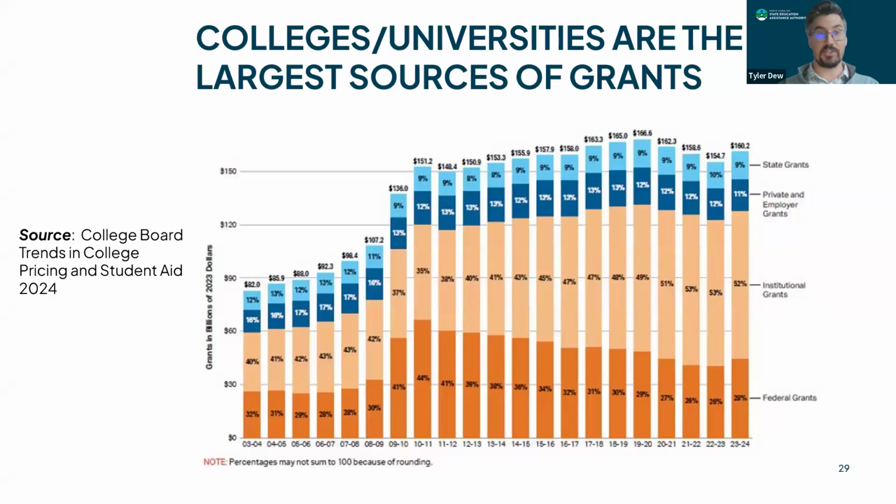Something that's very interesting: colleges and universities are actually the largest source of grants and scholarships that are awarded to students annually. The source here is College Board from 2024. And as you can see over here to the right, 52% of all the grants and scholarships, all the money that was awarded to students in America, 52% of that was offered by the colleges themselves. So that is very important to keep in mind.